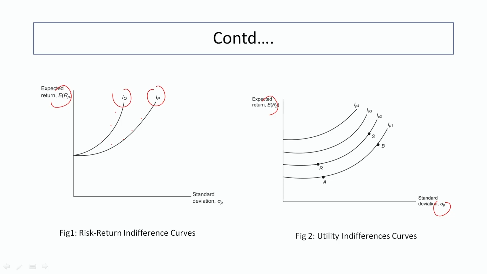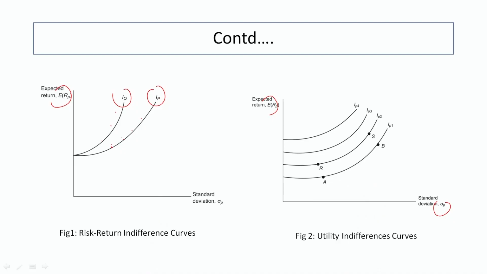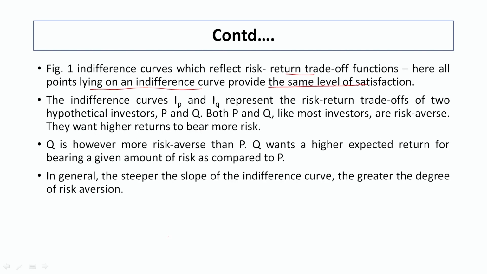If you have gone through the concept of indifference curve in economics, you know that on a single indifference curve, whatever points are put on it, it is going to provide the same level of satisfaction to the investor. In case of P, if the points are here, here, here, here, suppose 1, 2, 3, 4, all the points 1 to 4 are providing him the same level of satisfaction. In case of Q, suppose these are the points A, B and C, it is also providing him the same level of satisfaction. So these utility curves are of two different investors.